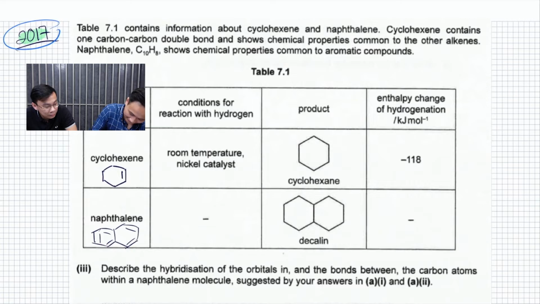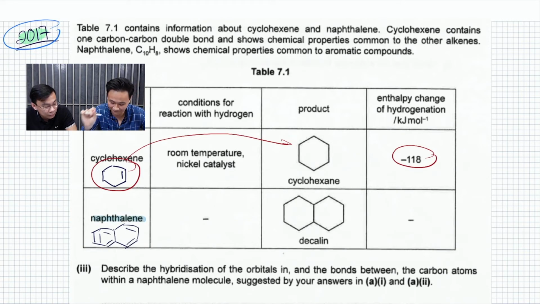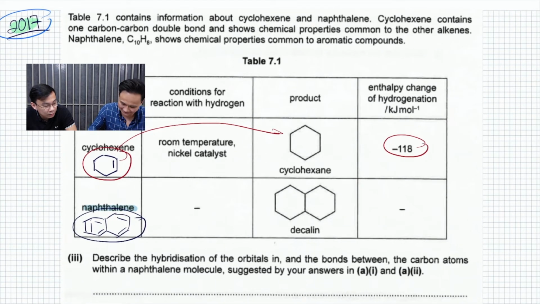So they were testing the hydrogenation of cyclohexene. So you can see here they gave that value here. And then they hydrogenated naphthalene. So it's not even benzene, they went a step further and they tested naphthalene. How insane. And basically the question was asking, if I hydrogenate naphthalene, what do you think the enthalpy change of hydrogenation will be?